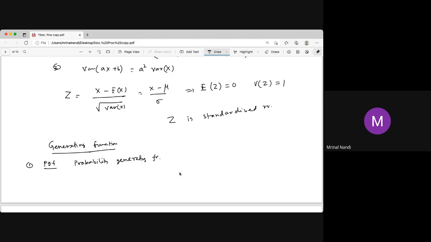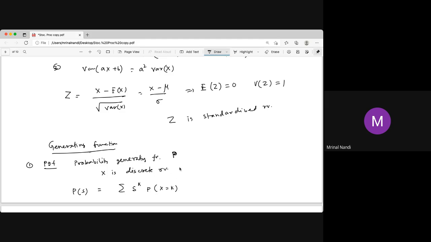What is the probability generating function? This is for only discrete type. The probability generating function for a discrete type random variable x. So remember that the probability generating function is for discrete type random variables. The probability generating function is say P, and P of s is actually the sum over k of s to the power k into probability of x equal to k.